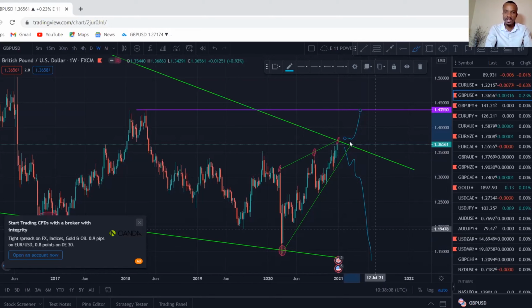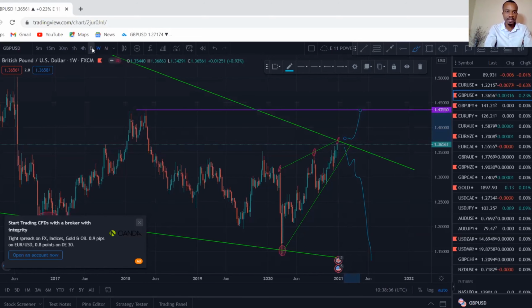So price might decide to break out of here, go and grab some liquidity around this area, and shoot back to the downside, back into this channel. So around this area, we anticipate that price might break back to the downside. But we'll be taking a look at what happens here. We don't dictate what price does. We're just students of the price.